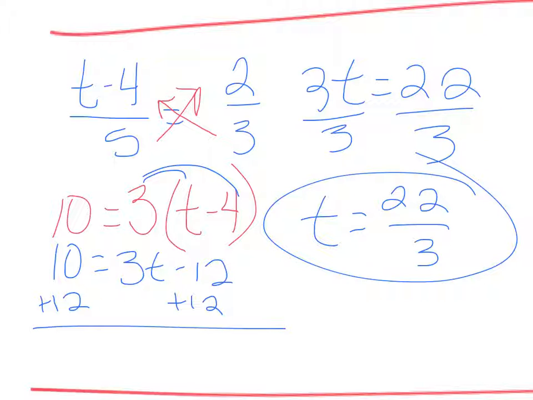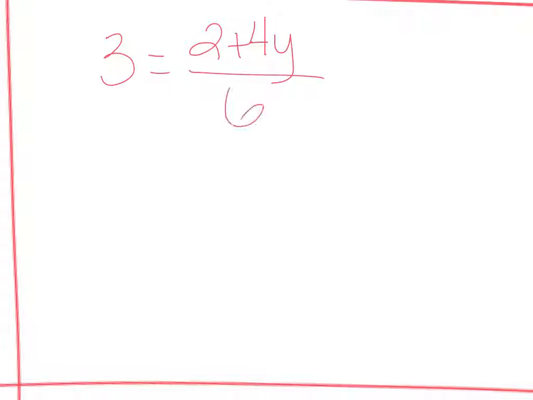Okay, so I'm going to give you guys one to try on your own. 3 equals 2 plus 4y over 6. Before you start this one, all of the other ones had 2 ratios. I had a ratio equal to another ratio, and a ratio is a fraction. But I don't have a fraction on the left-hand side. Can I make it into a fraction? Yes. What would you do? Put it over 1. So take a minute, work that one out on your own.